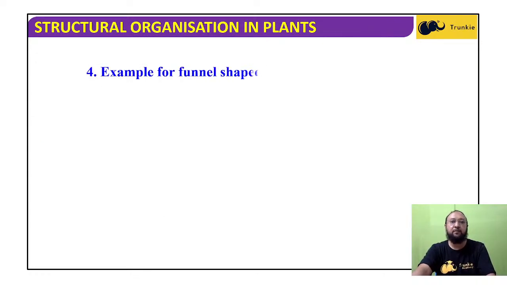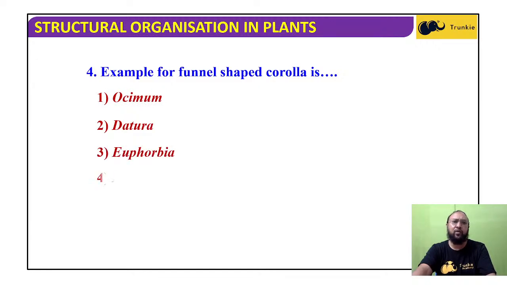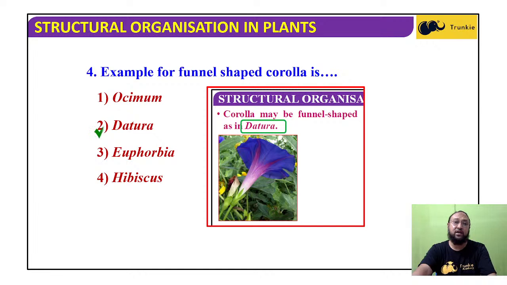Okay, examples of funnel-shaped corolla is very interesting. Ocimum, Datura, Euphorbia, and Hibiscus. It is Datura. Okay, Datura has got a funnel shape. You have to remember a few examples, whichever are given in the NCERT books. Okay, that may be important for the exams. Not all the examples, only the ones that have been mentioned in the NCERT book. Few examples you have to remember, at least 1 or 2 examples from each type.